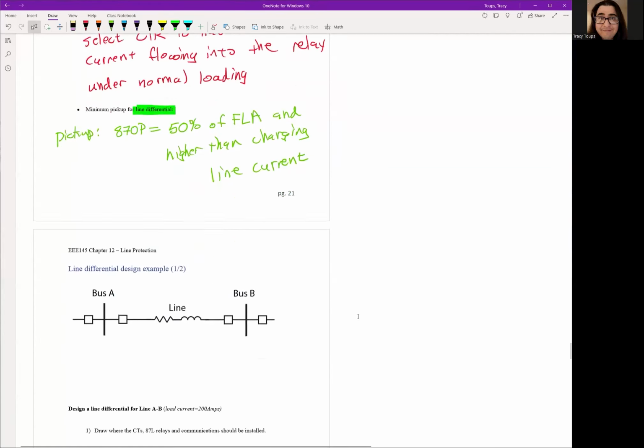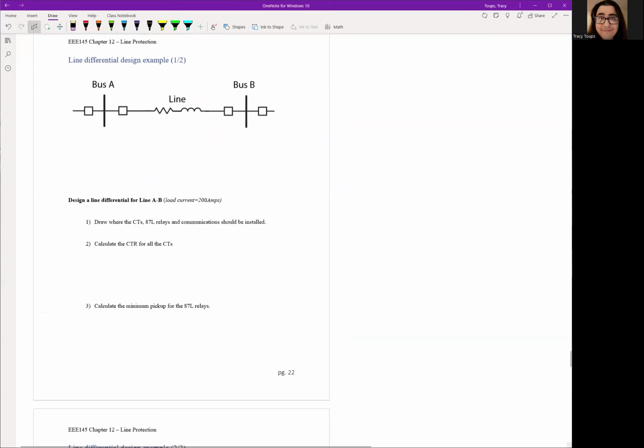Okay, so why don't we go ahead and take a 15, 20-minute break and do a line differential design example, kind of following suit with what we had before. So go ahead and draw your CTs where they should be. Don't forget to wrap your circuit breakers, draw your pair of 87 relays, and draw any communications equipment and mediums that should be installed with the relay. Calculate your CT ratios for all CTs on both sides of the line. Calculate the minimum pickup value, which we talked about previously.